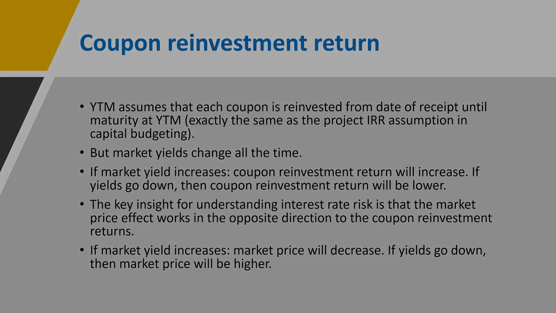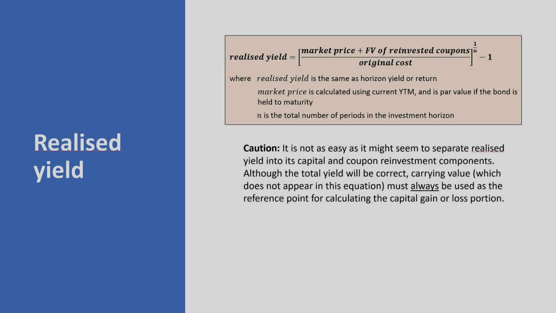Finally, we return to our starting point by taking a brief look at the calculation of a bond's holding period return. This has a special name, being realized or horizon yield, and it is calculated using the equation on your screen right now. This is the total return over the investment horizon on a bond, including both capital gain or loss and coupon reinvestment return. However, as I observe in the cautionary note, realized yield does not provide an automatic mechanism for separating bond return into its two components.